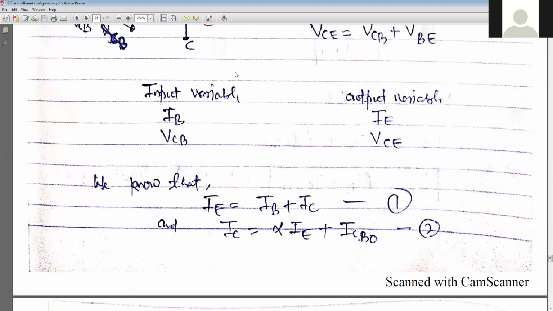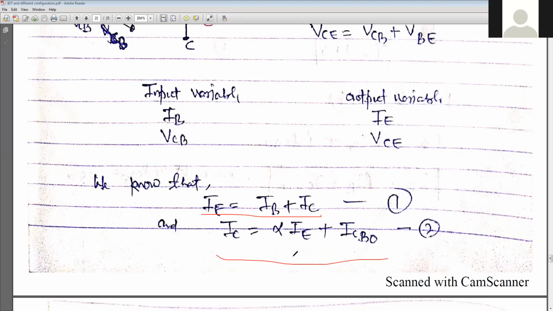So this equation, we know that this is a simple NPN transistor equation where IE is the outgoing current, and IB and IC are the incoming currents in the BJT circuit. So IE is equal to IB plus IC, using Kirchhoff's current law. And also we know from the second lecture that IC is equal to alpha IE plus ICBO, the common base configuration, where we use the concept of current amplifier.